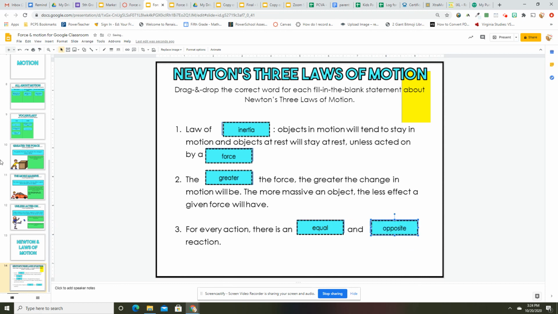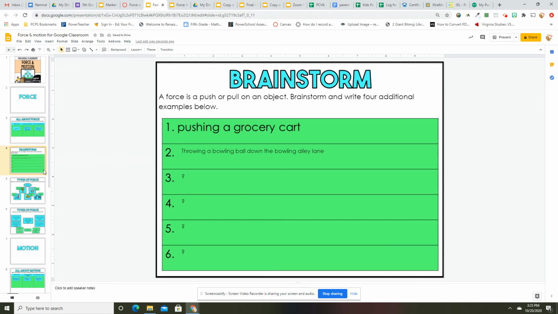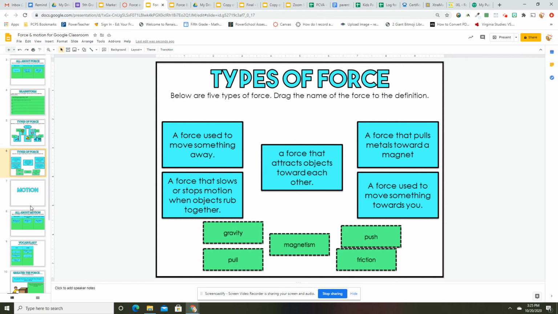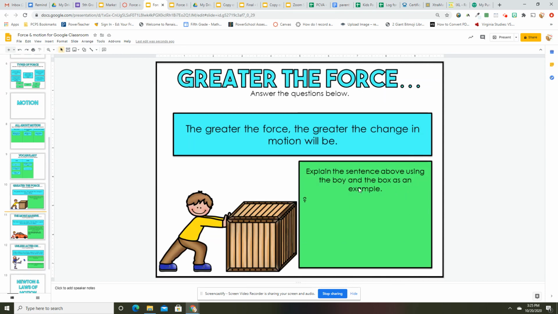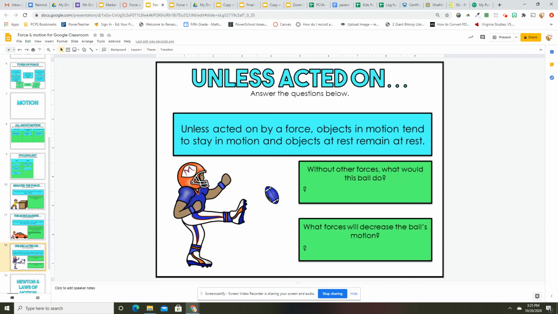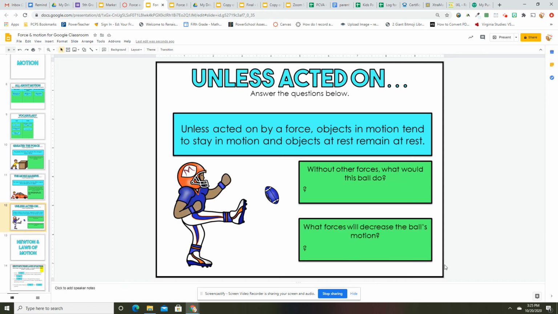All right, so let's go back to the top to show what you do have. You need to fill in those 4 additional examples. You need to drag the name to the force, so the definition. And you need to answer the question about the boy pushing the box. And you need to answer the question about the guy with the football. Okay, that is it. And you are done with this one.